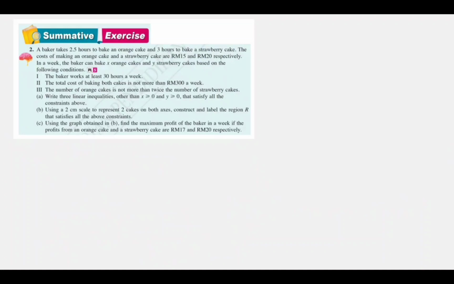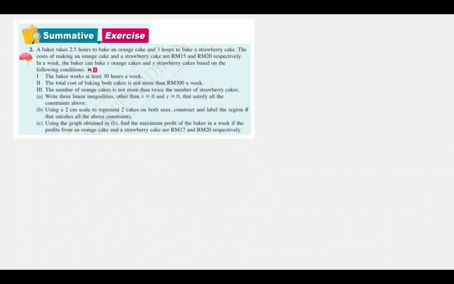A baker takes 2.5 hours to bake an orange cake and 3 hours to bake a strawberry cake. The cost of making an orange cake and a strawberry cake are 15 ringgit and 20 ringgit respectively. In a week, the baker can bake x orange cakes and y strawberry cakes based on the following conditions.